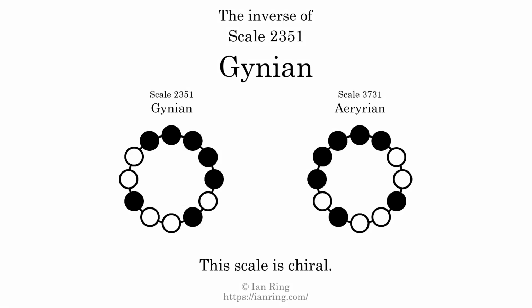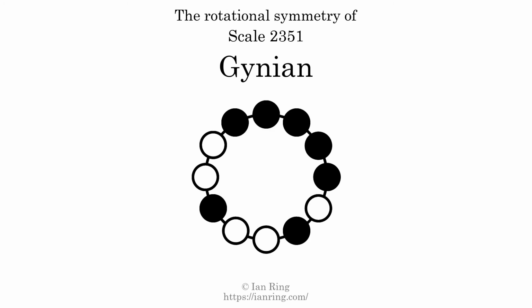The inverse of a scale is a mirror image. It is what you get when the sequence of intervals is reversed. The inverse of this scale is scale 3731, also known as Gynian. This scale is chiral. It cannot transform into its inverse by rotational transformation. This scale has no rotational symmetry.